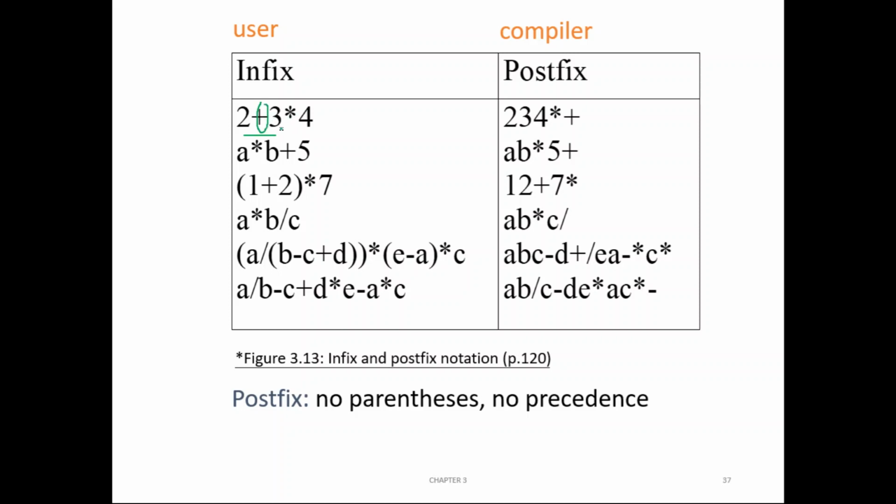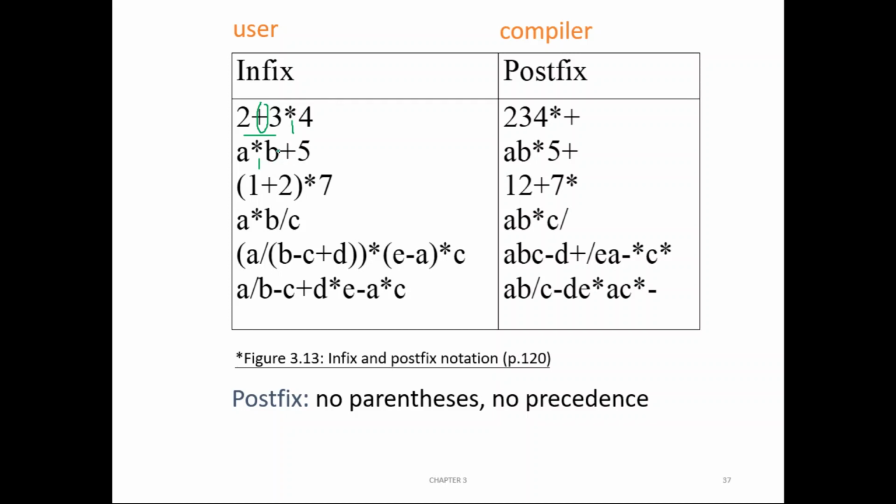And then 2 plus 3 star 4. The star is an operator, which is coming between 3 and 4. Okay. So this is an infix expression. Similarly, a star b plus 5. Here star is coming between a and b, and plus is coming between b and 5.